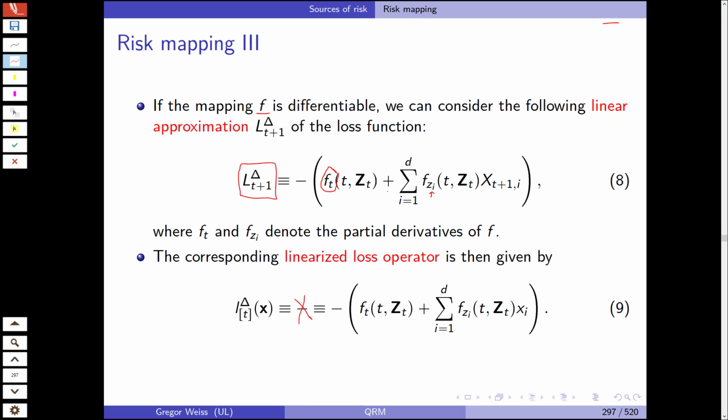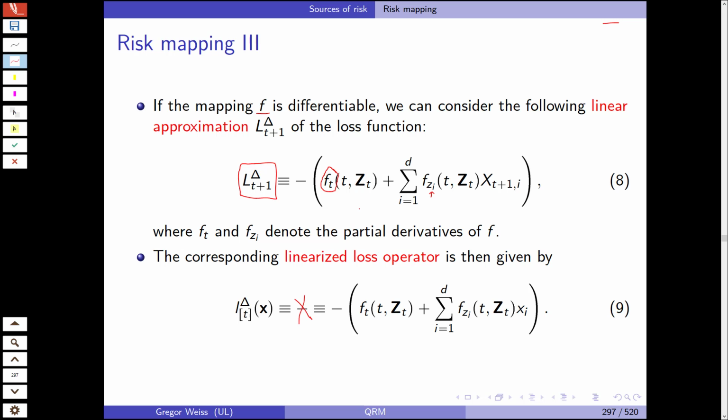This looks rather the same. Now, what does it mean? It's very simple. Remember what a derivative is: it is a linear approximation to the function at a certain point. If the function f is differentiable, you can simply substitute. You can always do this. The question is how good of an approximation that is, but you can calculate a linear approximation to the loss function by including those partial derivatives.